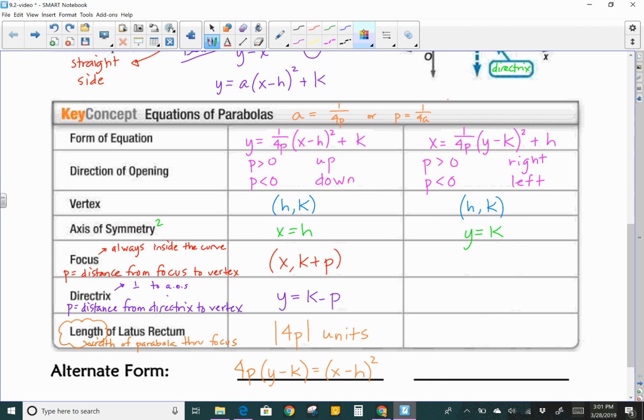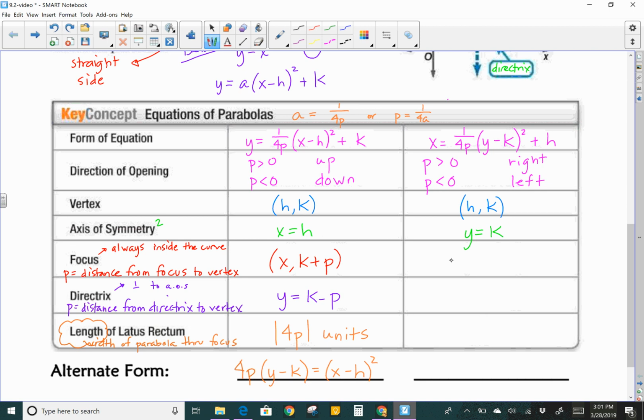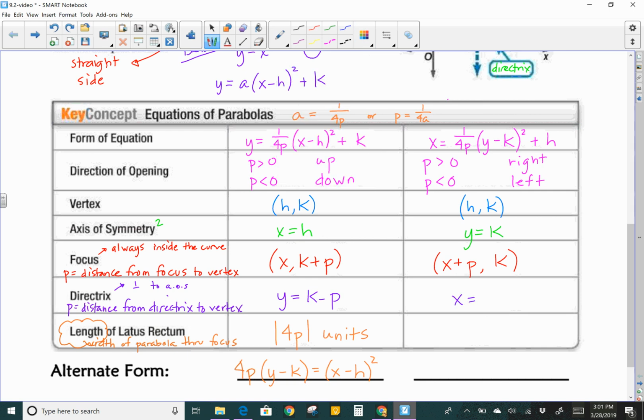All right, my focus. If this one's opening left and right, then the focus, the y coordinate's not going to change, but the x coordinate is. So it's going to be (h plus p, k). And that means that this one, if it's y equals, this one's going to be x equals, and it's always the opposite of what that looks like.